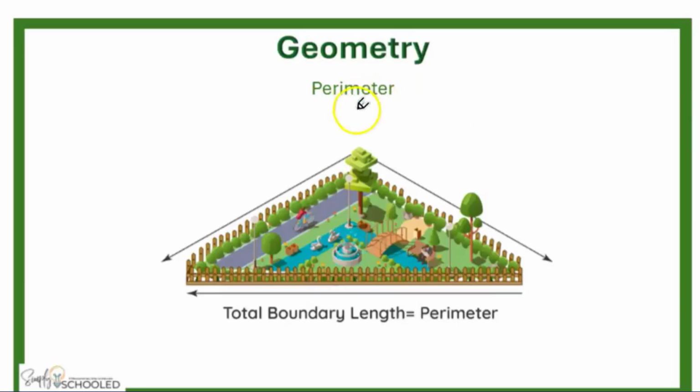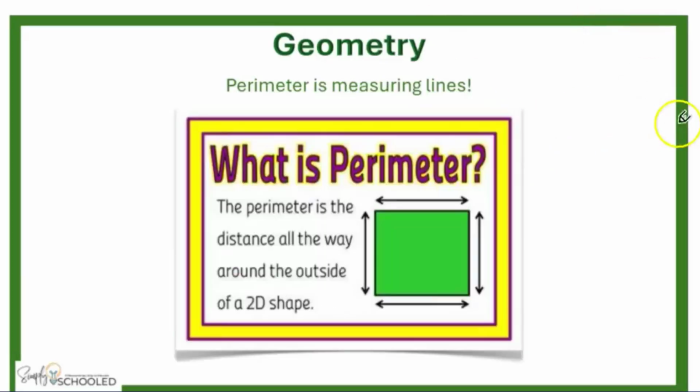Perimeter, just in the word, says rim, which means the edge of something, and meter, which is a measurement of length. So you can see this yard with a fence around it below. To find the perimeter, that would be the distance around where the fence is. The fence is on the perimeter of this shape. Again, the perimeter, the total boundary length, equals the perimeter.